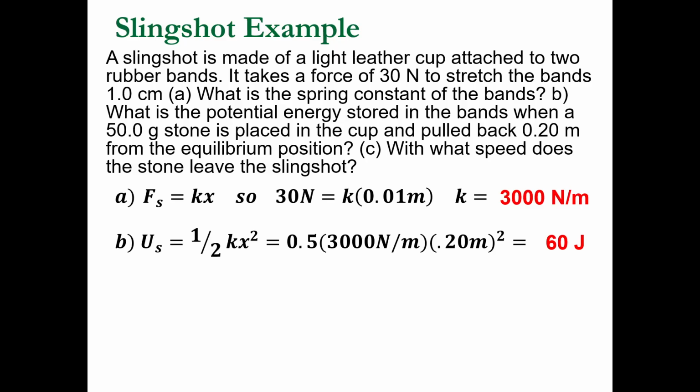If you're having trouble getting started, this might help you. The potential energy of the spring that you stored in it should equal the kinetic energy that the stone leaves the spring or leaves the slingshot with. When the cup reaches equilibrium, it's going to start slowing down, and the rock will not. And so at equilibrium is when the rock should be released from the cup on the slingshot.